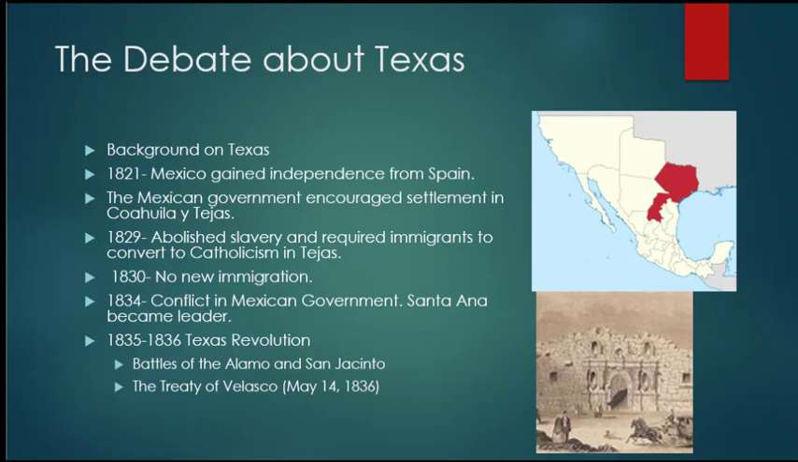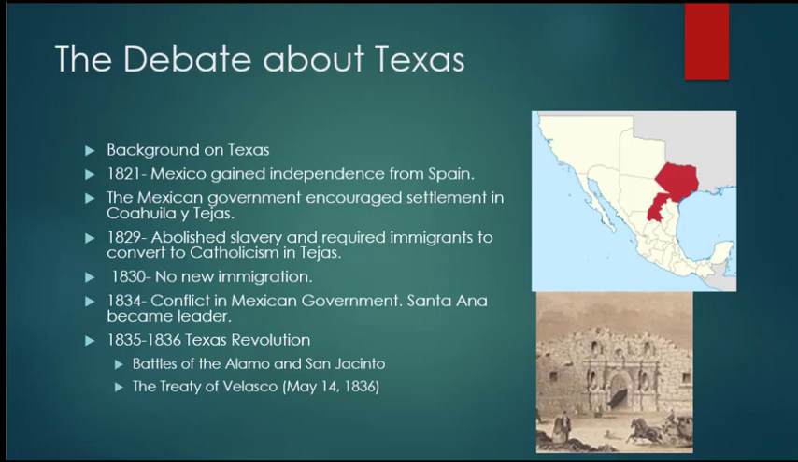So they really encourage new immigrants to live there, and many of the new immigrants that settle in Tejas are going to be from the southern United States. So many of these people will be bringing slaves with them into Mexican Texas. But there's a growing Anglo-American influence in this area, and it creates tension between Mexicans and Anglo-Americans that live in this area.